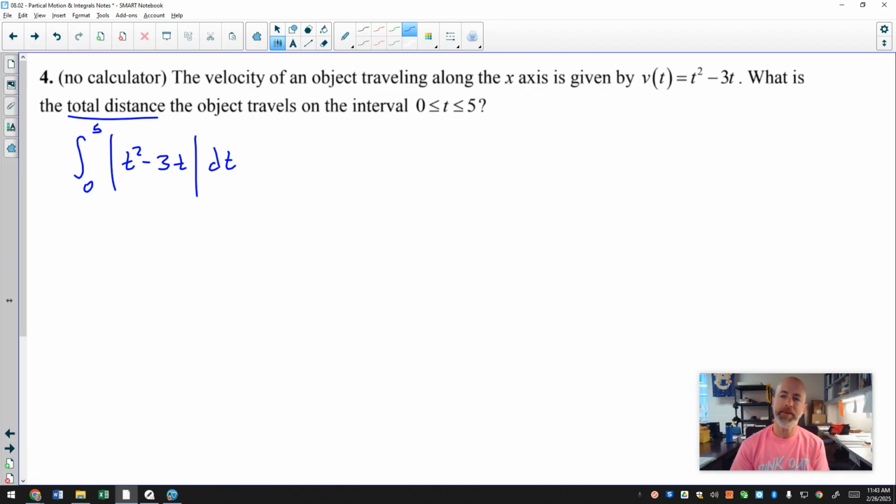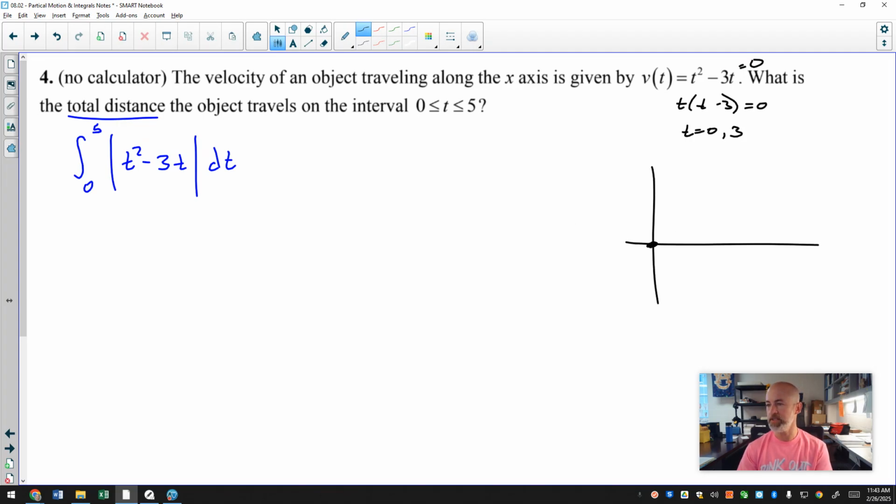And if I'm dealing with absolute values and I don't have a calculator, my go-to approach is to think graphically. And so I'm going to sketch a very rough graph of this function. I'm going to do that by setting this equal to 0, and you will find out that this velocity equals 0 at t equals 0 and 3. And so graphically, my velocity looks like this.